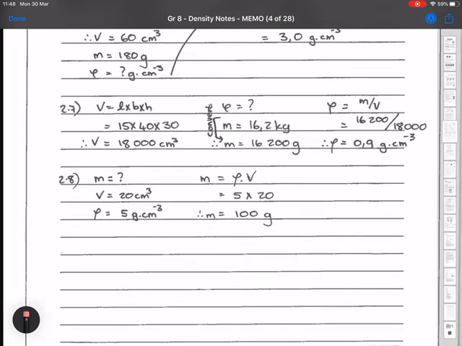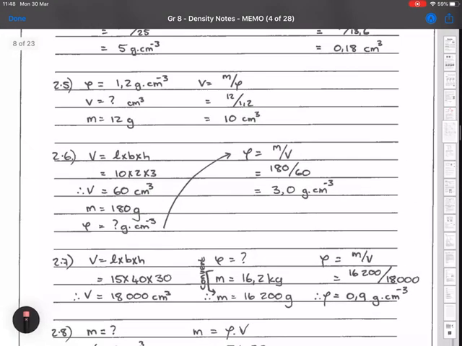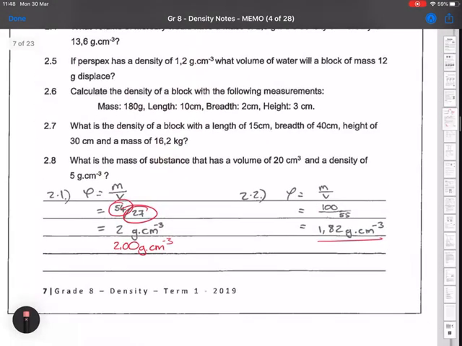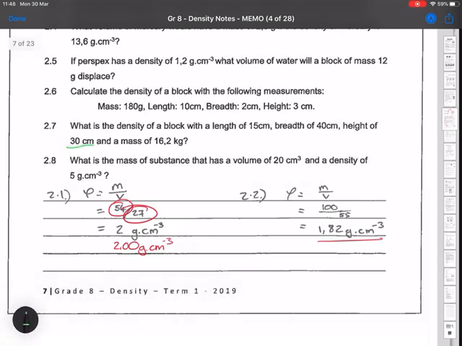Similar thing for 2.7, first calculate the volume, and once you've got the volume, then you would need to work out the density. But for 2.7, they gave us mismatched units. So they gave us these units of centimeters, but then they gave us this in kilograms. So if you've got units of centimeters cubed, then you should have density in grams per centimeter cubed. So that means that your mass must be in grams.